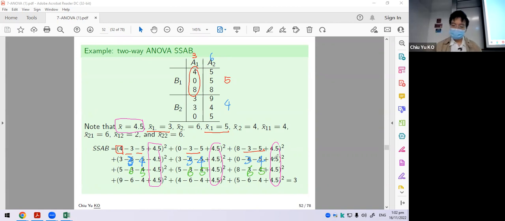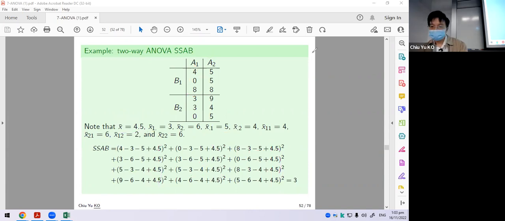Okay. So that is how you can calculate this. I'm sorry for a typo, but I'll update it later. But that's how you calculate SSAB. Is that okay? So now we have SSAB.